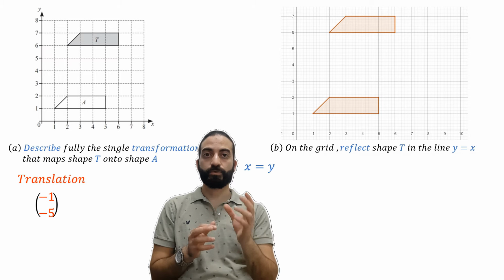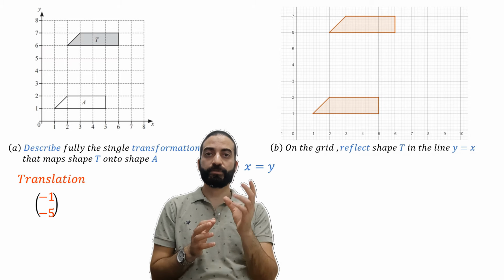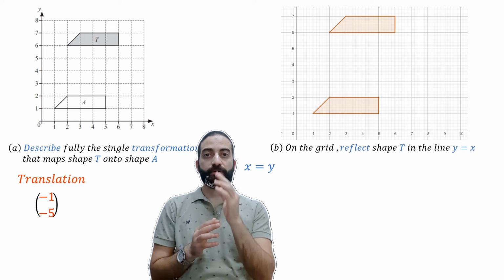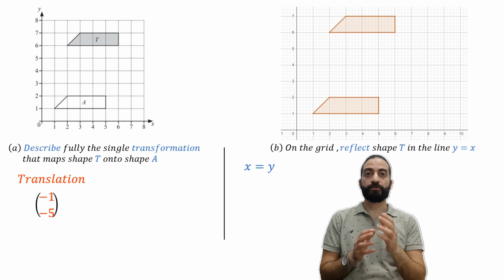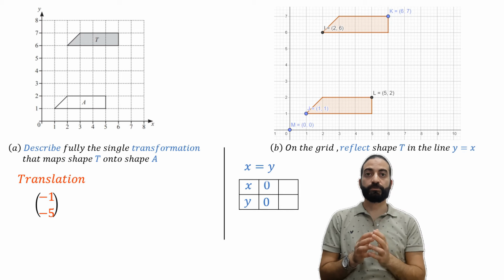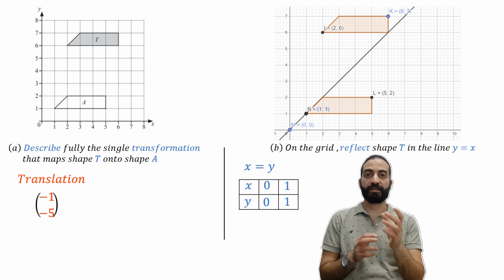When we are asked to reflect, we must draw a perpendicular to the line that we have, y equals x. First, we will draw y equals x. When x equals 0, y equals 0. And when x is 1, y equals 1. So we connect the 2 points together to get y equals x.